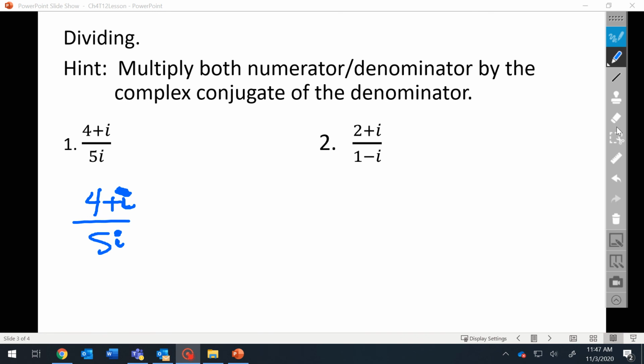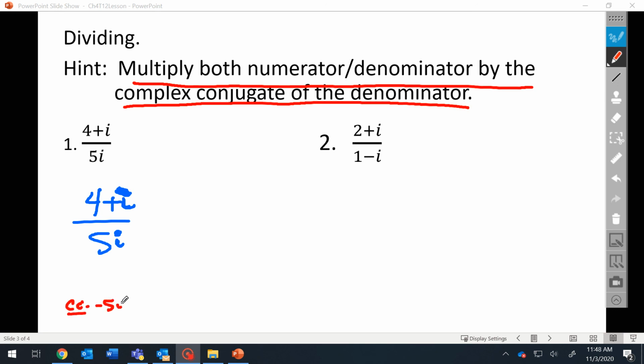So what we're going to be doing is multiplying both the numerator and denominator by the complex conjugate of the denominator. The complex conjugate will have the opposite sign of the imaginary part. So if we look at the bottom, 5i is the imaginary part, so the complex conjugate would be negative 5i. So we're going to multiply the numerator by negative 5i, and we're going to multiply the denominator by negative 5i.